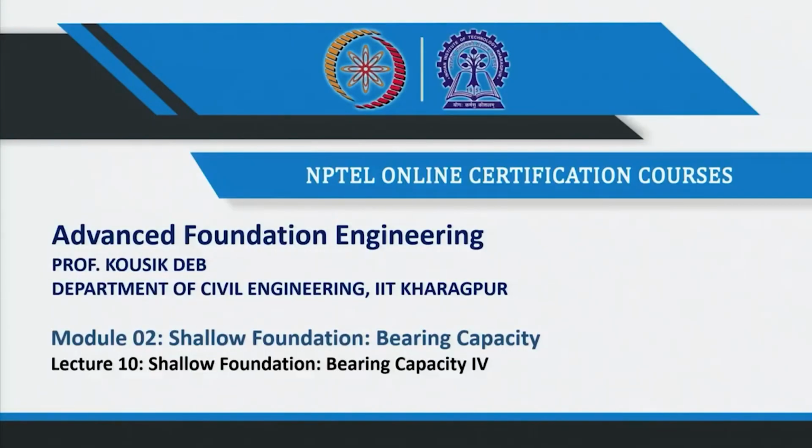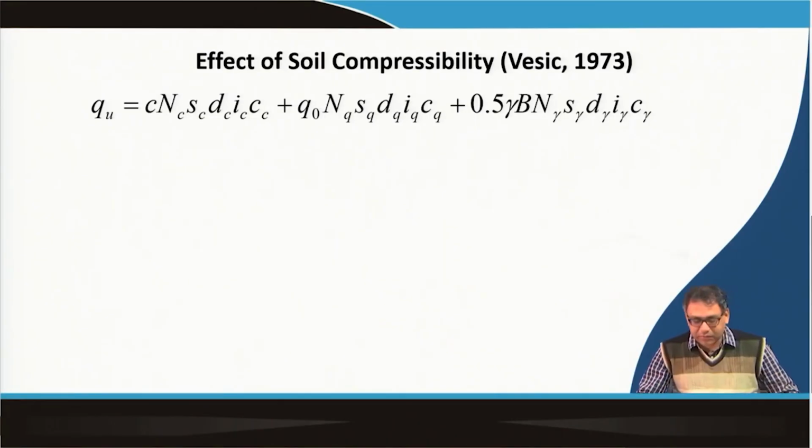So, last class I discussed bearing capacity determination when the soil has local shear failure, the intermediate case. Today I will discuss that this effect can be incorporated in another way, by considering the effect of soil compressibility. As I discussed, the local shear failure can be incorporated by the compressibility effect in the soil.